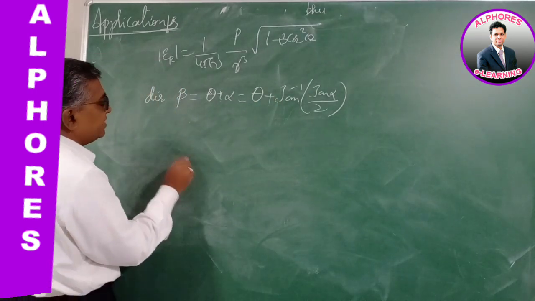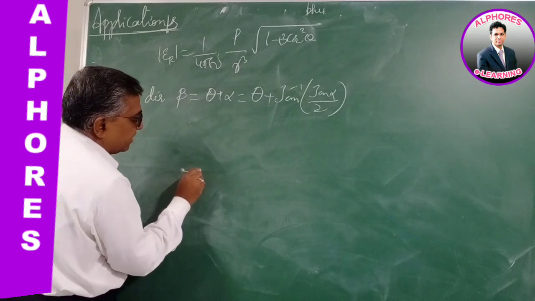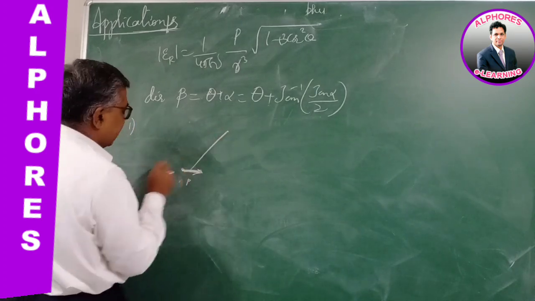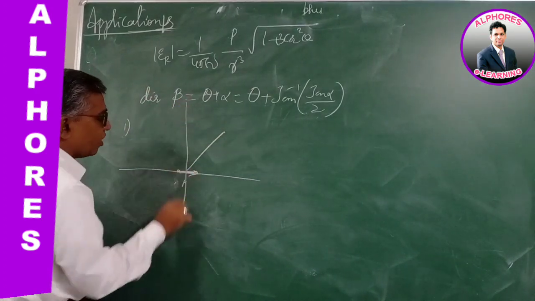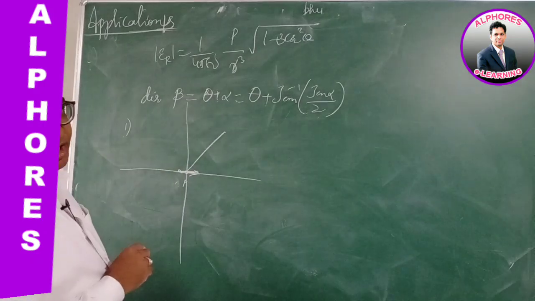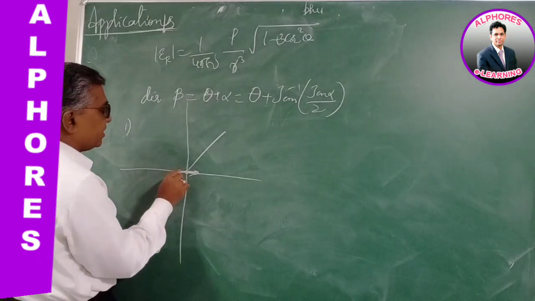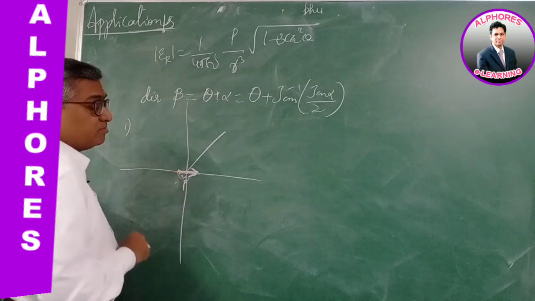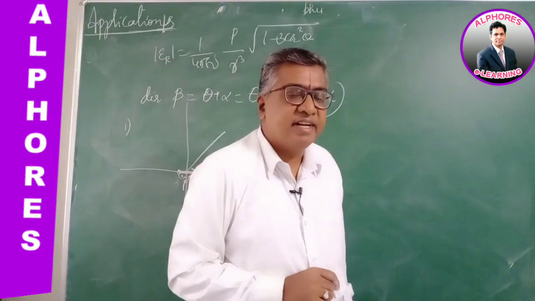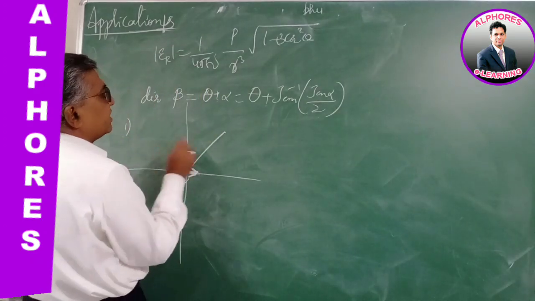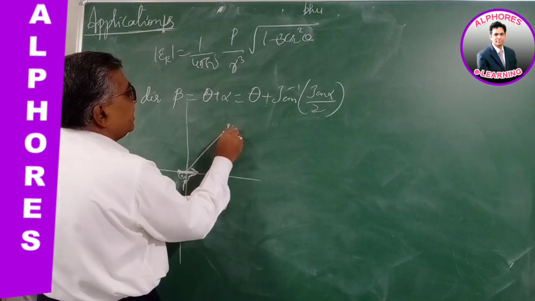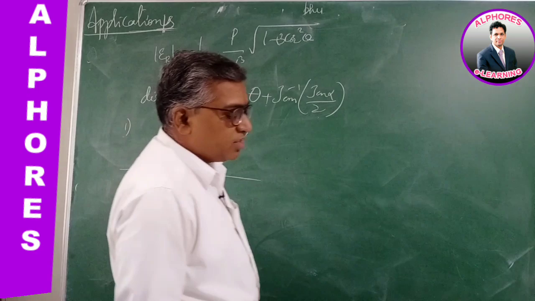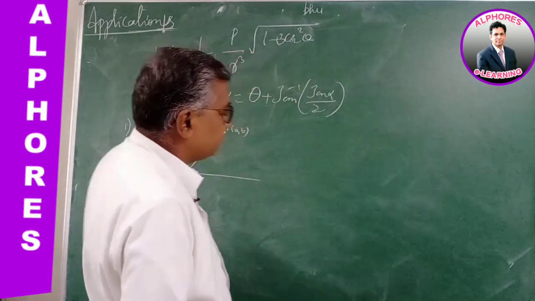For example, there was a question asked like this: for an electric dipole, consider an electric dipole at the origin of a Cartesian 2D system. This is the dipole moment P, so this is at 0, 0. Now you are asked to find the electric field intensity due to this short electric dipole at a point P, A comma B. He has given the coordinates of the point in this Cartesian system.